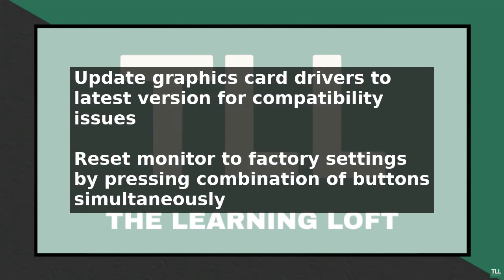Finally, if all else fails, try resetting the monitor to its factory settings. This can usually be done by pressing a combination of buttons on the monitor, such as the menu and up arrow buttons simultaneously. Be sure to consult the user manual for specific instructions on how to do this for your particular model. By following these steps, you should be able to resolve the no signal issue with your AOC monitor.